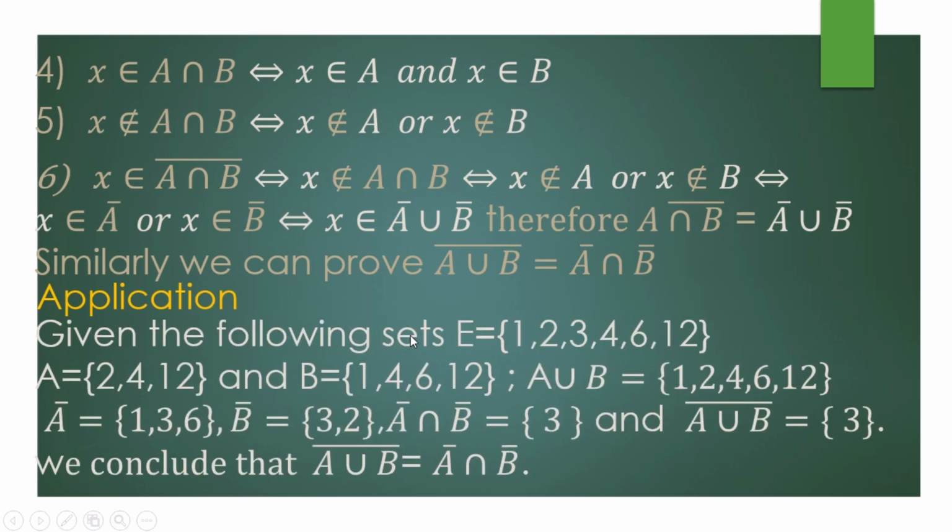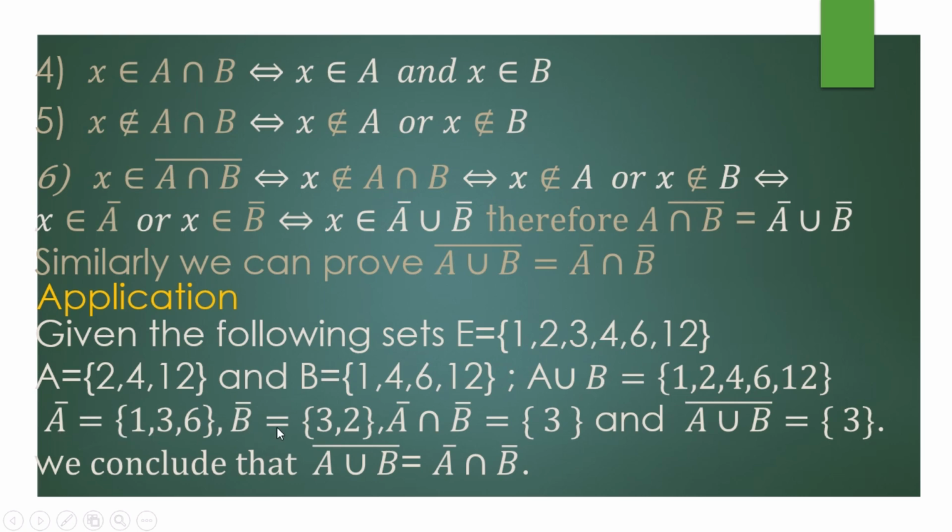Application. Given the following sets E equals, A and B. A union B, all the elements in A and B. So 1, 2, 4, 6, 12. A union B. A bar, the elements which are in E and not in A. 2, 4, 12. So we have to delete 2, 4, 12 from E. We still have 1, 3, 6.